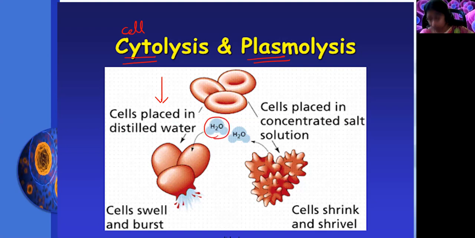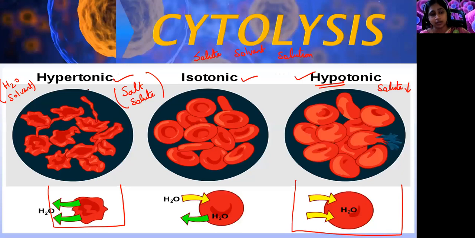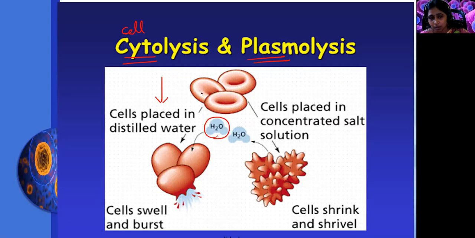So is it hypertonic, hypotonic, or isotonic? Hypotonic. Water is going inside. Just observe here, water is going inside. So here the cell swells up and bursts, and the process is called cytolysis. In plasmolysis, what happened? Cells placed in concentrated salt solution lose water, and the cell shrinks and shrivels. This process is called plasmolysis.